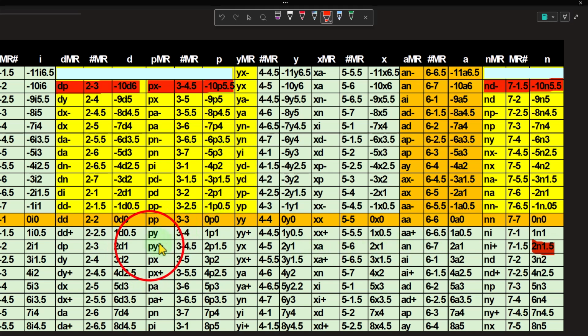Similarly, here it's now going to be a py plus, which is the same as a px minus, a 4.5 modal range, which is going to be 2 notes forward or clockwise from the Phrygian node, 1.5 modal half steps forward, which you would think would be a 2.5 scale degree.